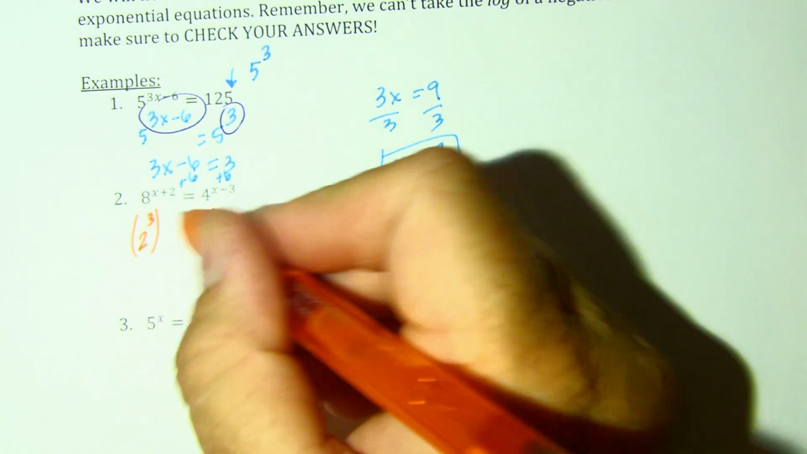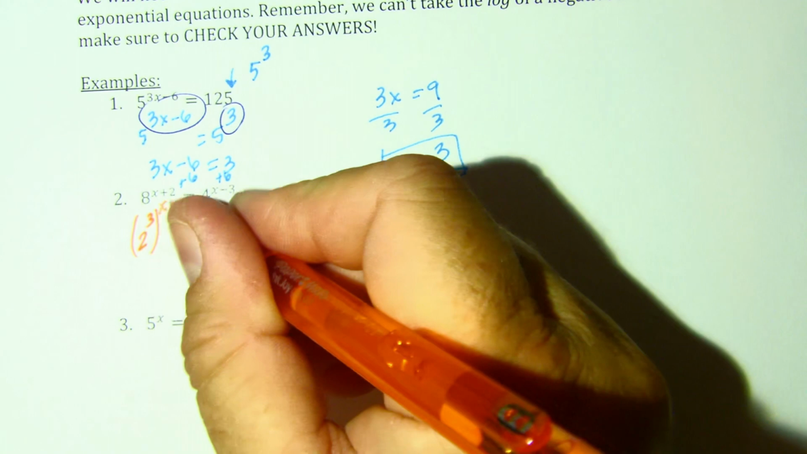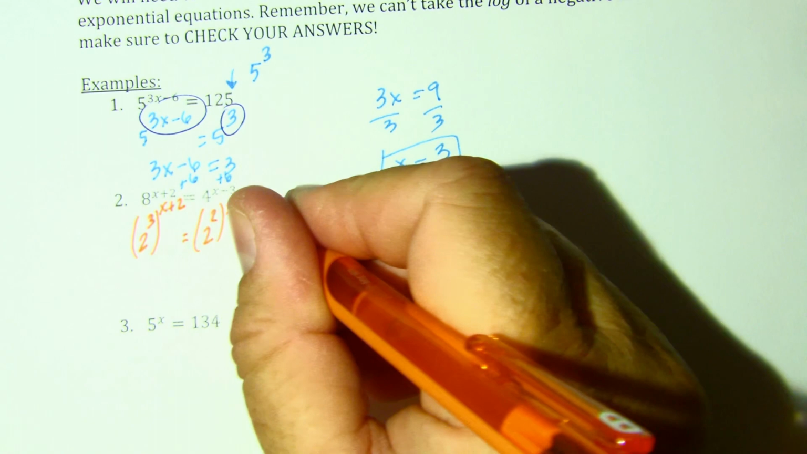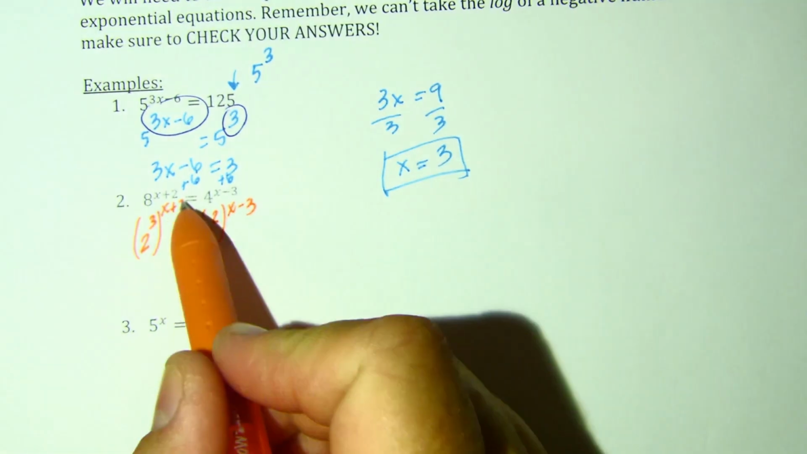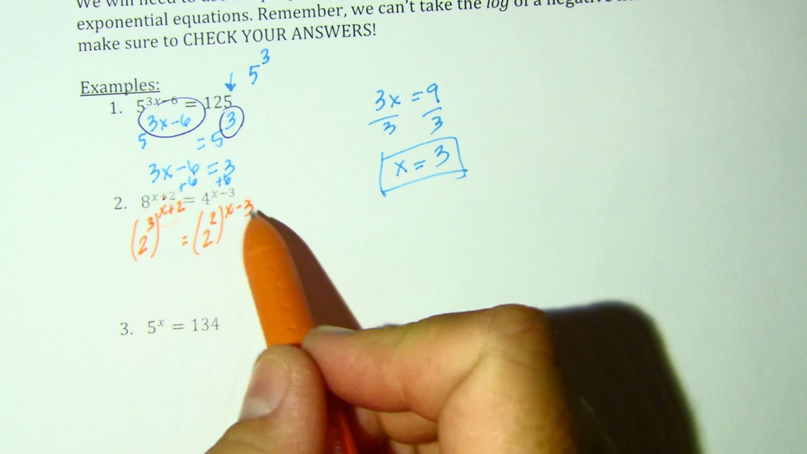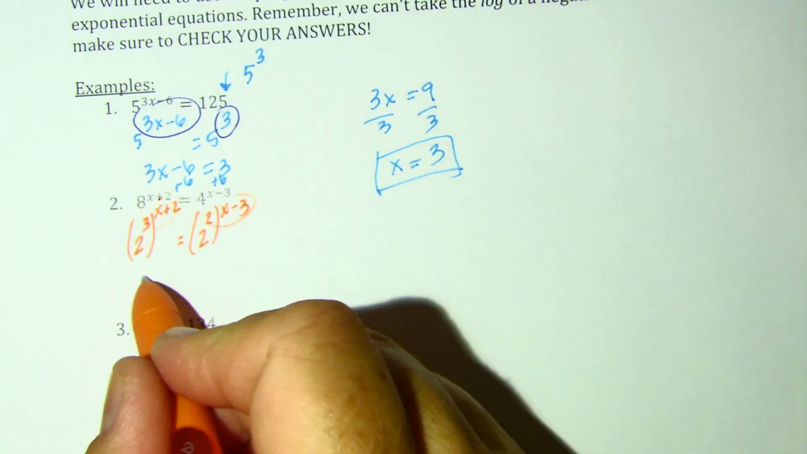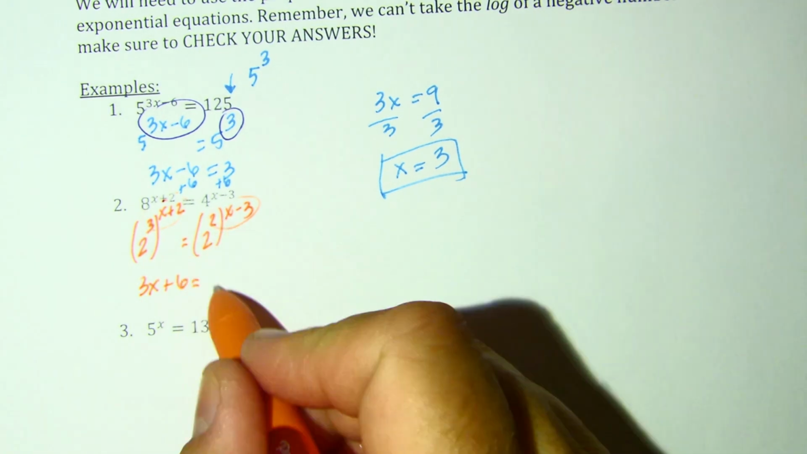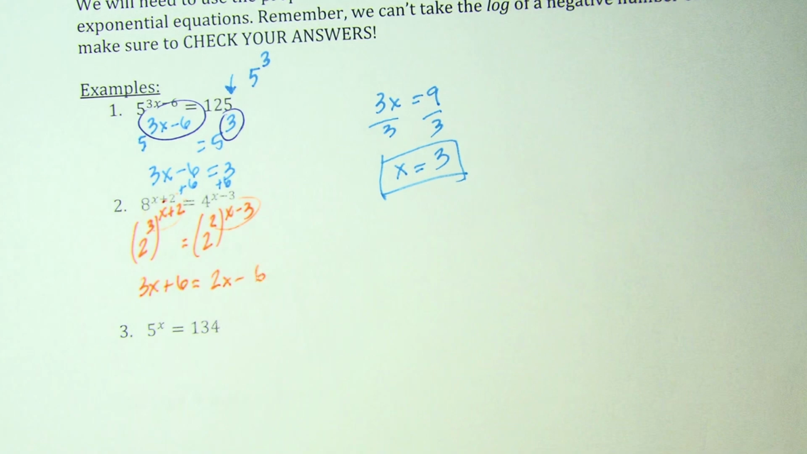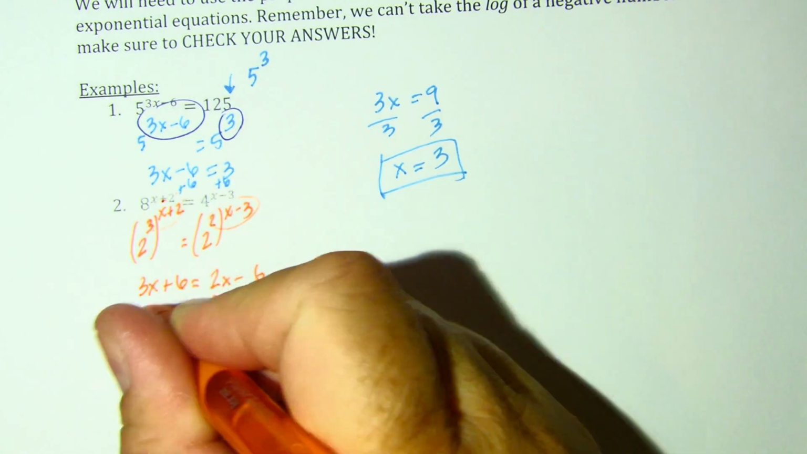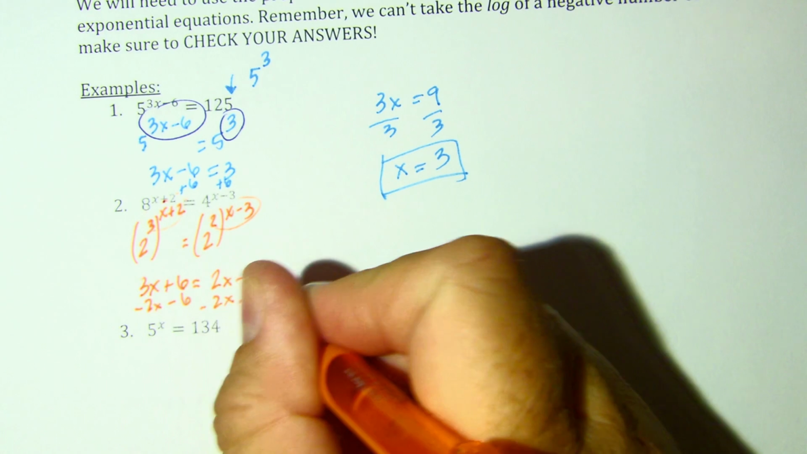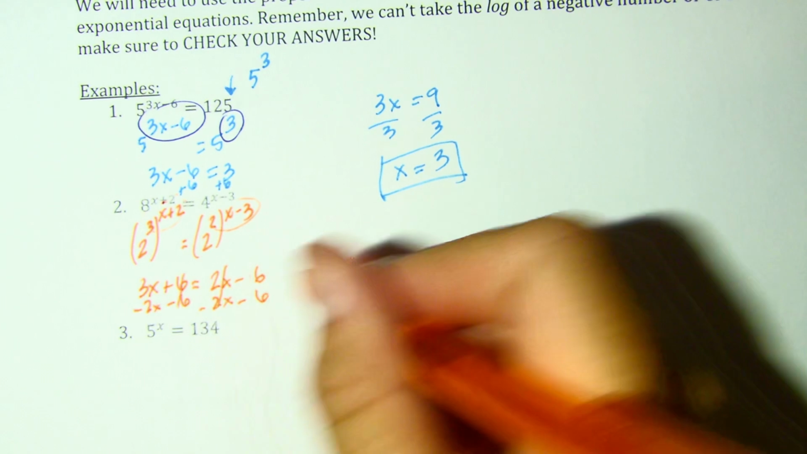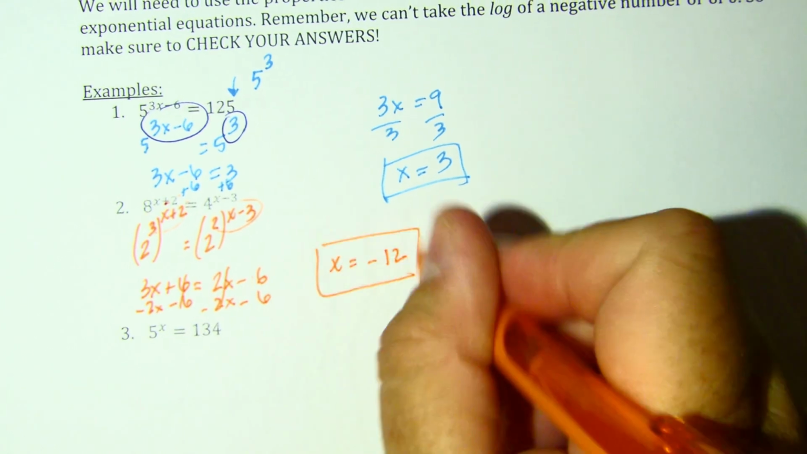Well, we have 8. Again, 2 cubed is the same thing as 8, to the power of x plus 2. And then 4 is the same thing as 2 squared, to the power of x minus 3. And then remember our exponent rules. If you have a power to another power, that gets multiplied. So 3x, and then 3 times 2 is 6, is equal to 2x, and then 2 times 3 is 6. So I can subtract 2x, I can subtract 6, those cancel, and I have 3x minus 2x is x, and on this side equals negative 12.